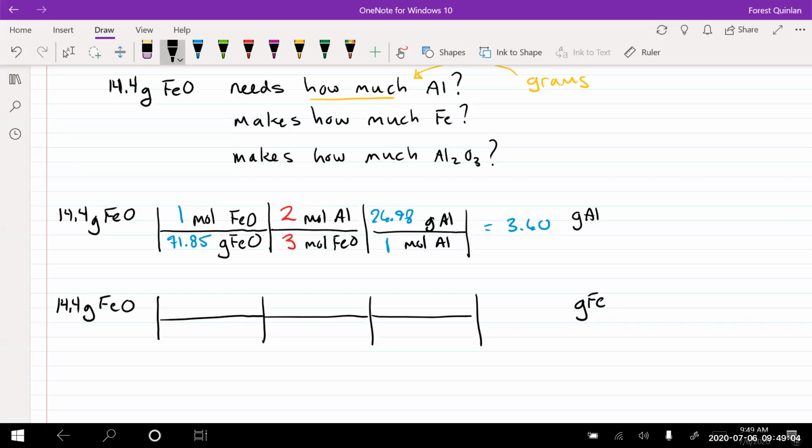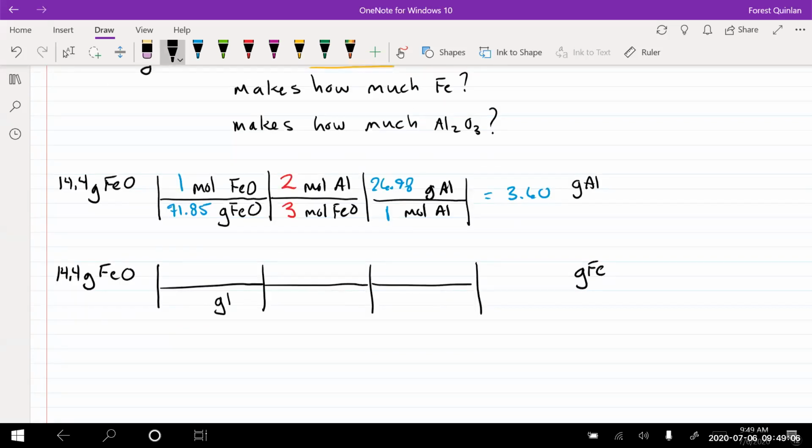I don't want grams of FeO, so I'm going to put those on the bottom. I'm going to go from grams to moles of FeO. I don't want those moles, so I'm going to put those on the bottom and transform them into moles of iron. And finally, I don't want those moles of iron, so I'm going to put those on the bottom and transform them into the grams of iron.